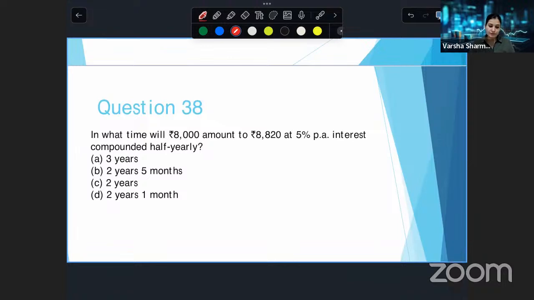38. In what time will rupees 8,000 amount to 8820 at 5% interest compounded half yearly? Amount is 8820, principal 8,000, 1.05 raised to the power twice, no. Let's go for trial and error. We can calculate for compound 1.025. What I want is 1.1025.